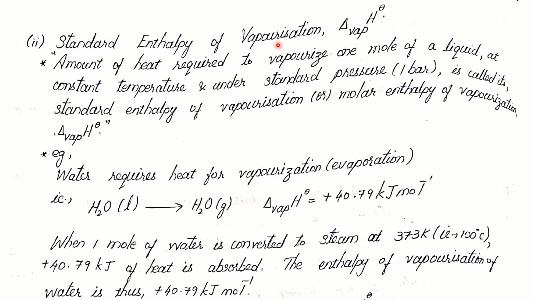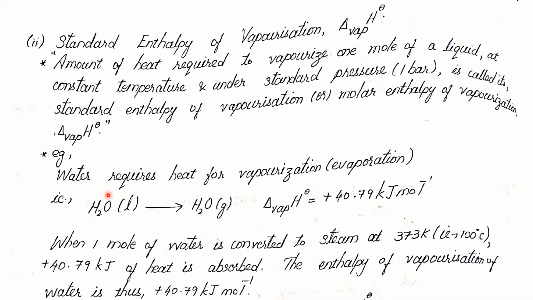Standard enthalpy of vaporization is denoted by delta H naught of vaporization. The amount of heat required to vaporize 1 mole of a liquid at constant temperature and under standard pressure, that is 1 bar, is called its standard enthalpy of vaporization. It is also called molar enthalpy of vaporization, as the enthalpy of vaporization corresponds to 1 mole of a liquid. Clear?